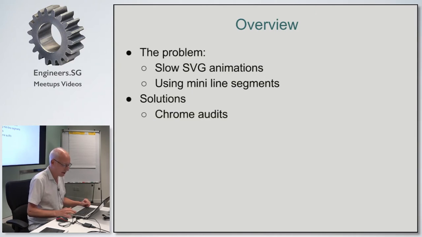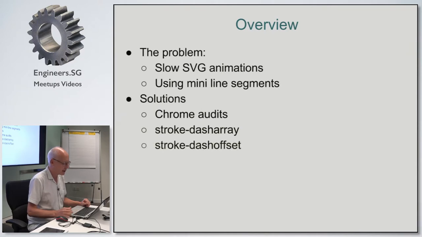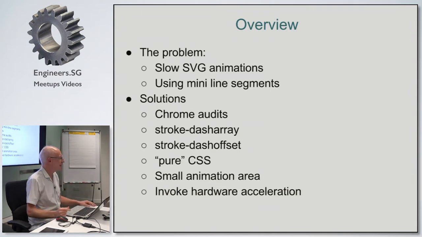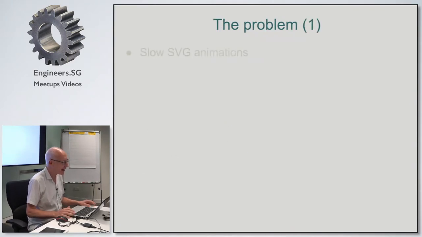I'll talk about Chrome audits a bit. I'll talk about stroke dash array, stroke dash offset, what I call pure CSS, sticking to a small animation area, and invoking hardware acceleration if you can. Now, if all that is a blur at the moment, hopefully it'll make some sort of sense by the end of tonight.